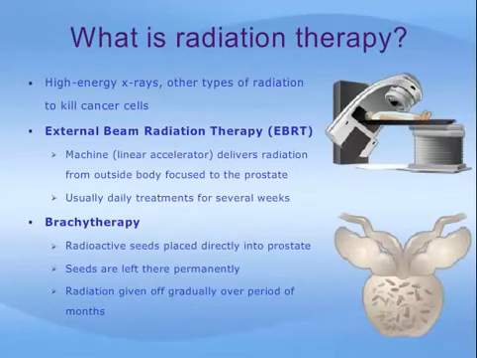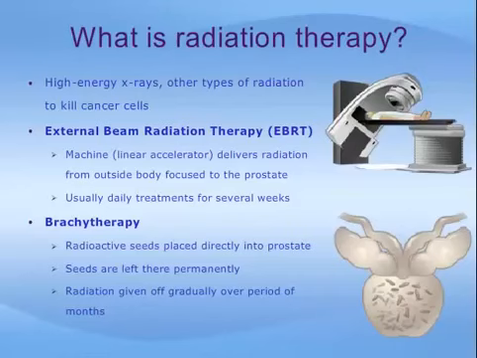Radiation therapy uses high-energy X-rays or other types of radiation to kill cancer cells. There are two forms of radiation treatment as mentioned. External beam radiation therapy, or EBRT, uses a machine outside the body called a linear accelerator to send radiation toward the cancer. For treatment of localized cancer, patients typically receive treatment once a day, 5 days a week, for a 6 to 8 week period.